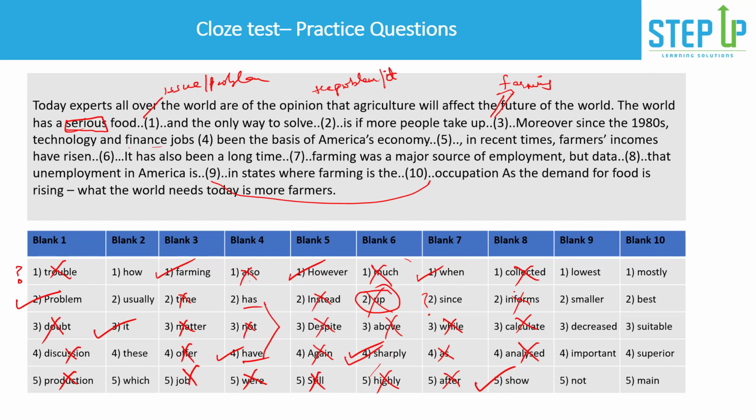But data show that unemployment in America is smaller. No, smaller is not grammatically correct. Decreased, important, not. So the only option that makes sense here is lowest. So where farming is the main occupation, unemployment in America is lowest, right? Superior occupation, suitable, right? Best. So it should be this. But data show that unemployment in America is lowest where farming is the main occupation.